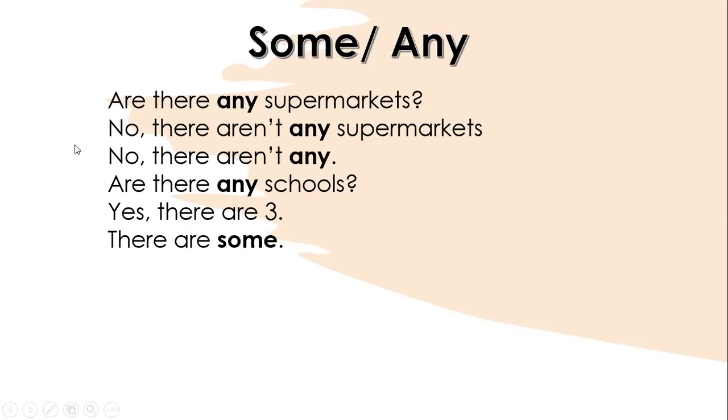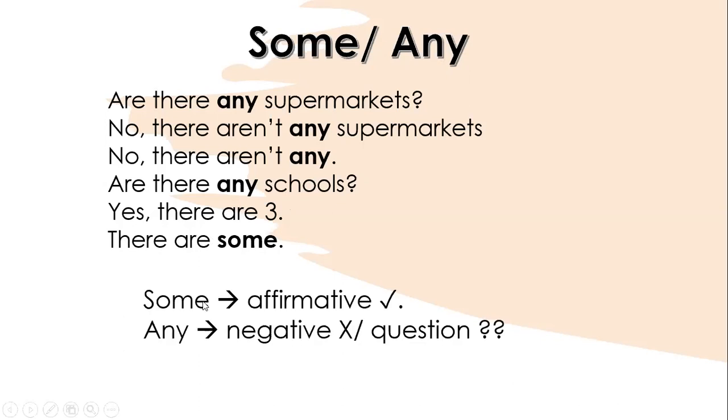Think of it. Good, exactly. We use some for affirmative statements and we use any for negative statements or for questions. In here we have there are three. We are not using some because here we have a specific number.